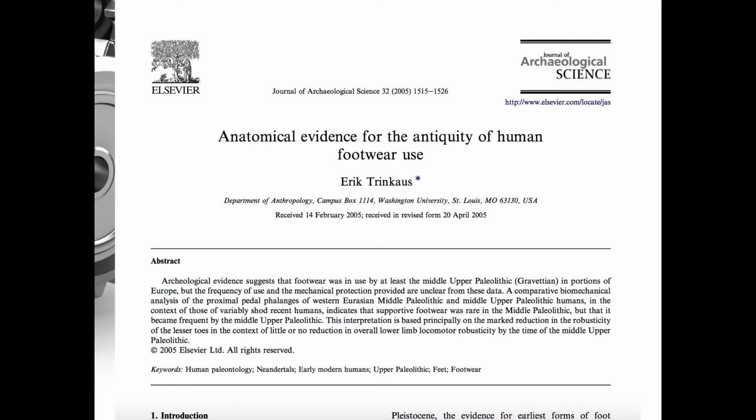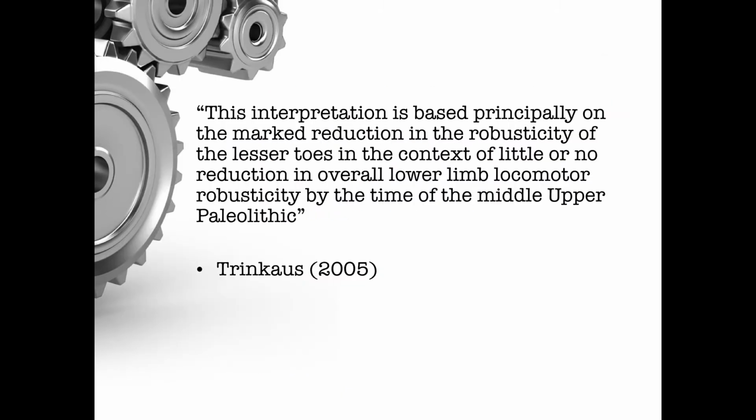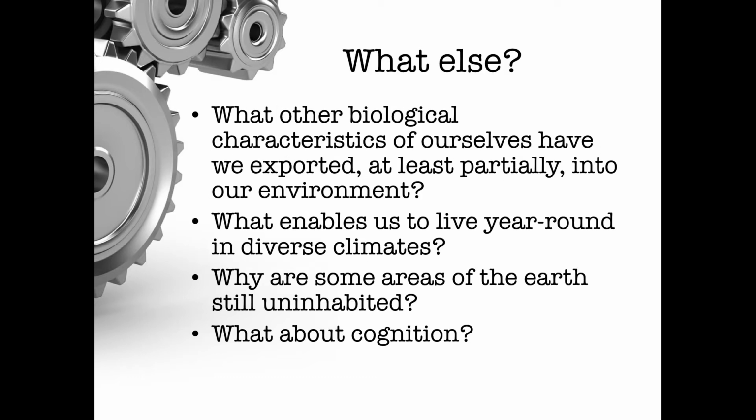So there actually is anatomical evidence, as shown in this paper by Trinkhaus, for the use of human footwear, based principally, as he says, on the marked reduction in the robusticity, what a great word, of the lesser toes in the context of little or no reduction in overall lower limb locomotor robusticity by the time of the middle upper Paleolithic. In other words, our feet got smaller and weaker right around the same time that we started wearing shoes. So this makes me wonder, what else?